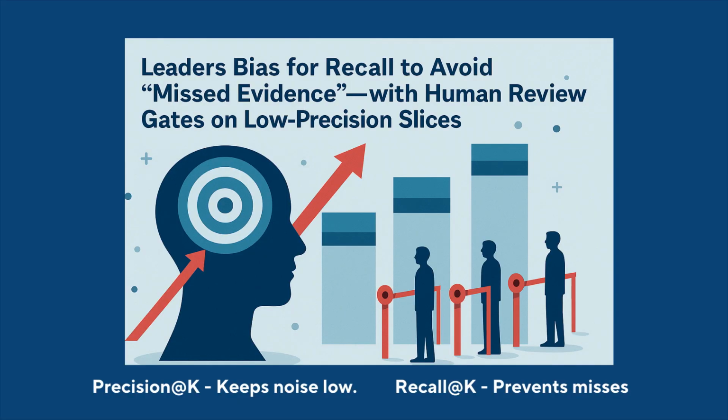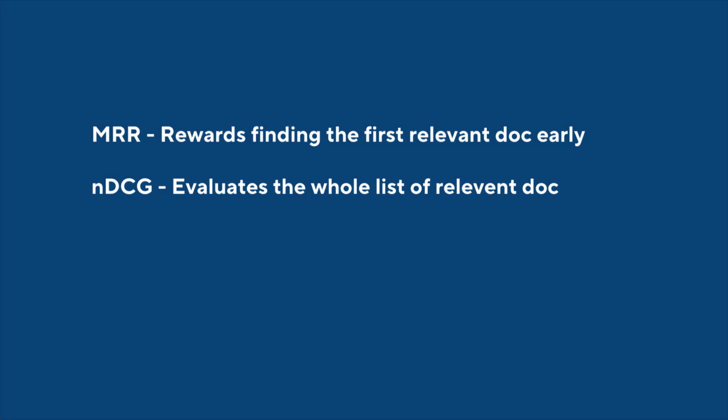For regulated domains, leaders bias for recall to avoid missed evidence, with human review gates on low-precision slices. MRR and nDCG are used for rank quality. MRR rewards finding the first relevant doc early. The nDCG evaluates the whole result list. Use both of them when users or agents read only the top few.